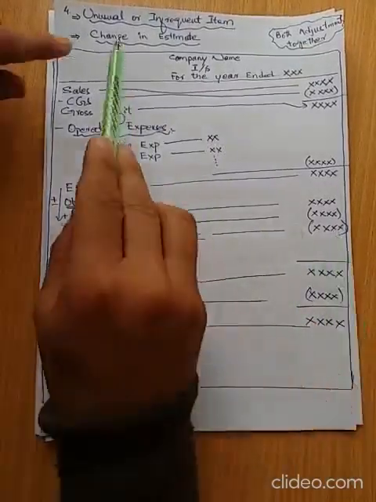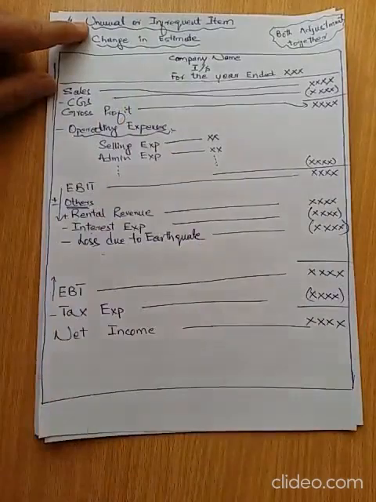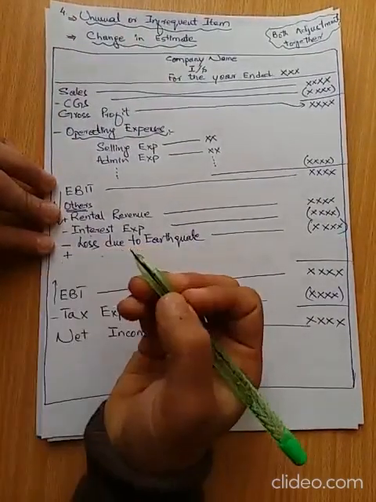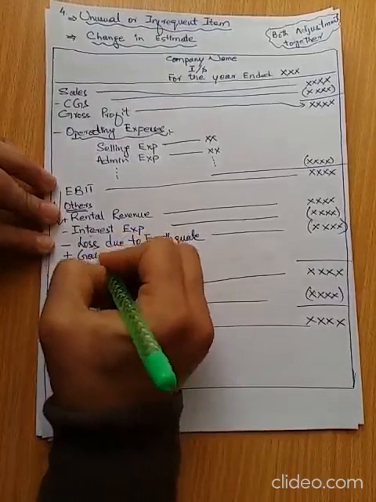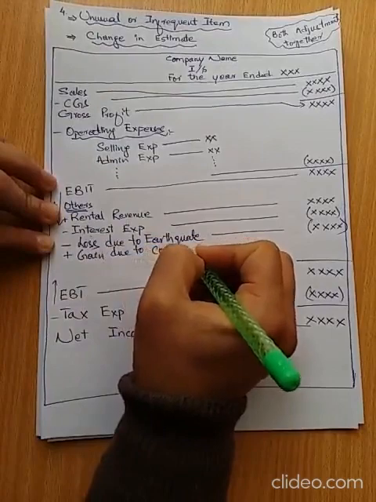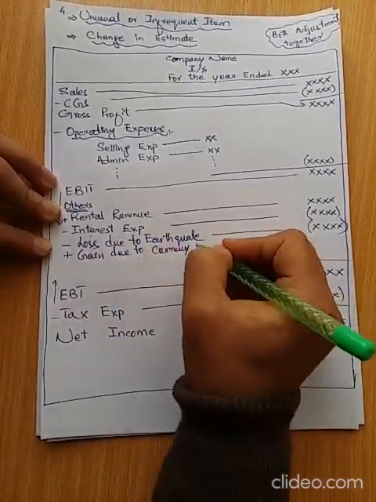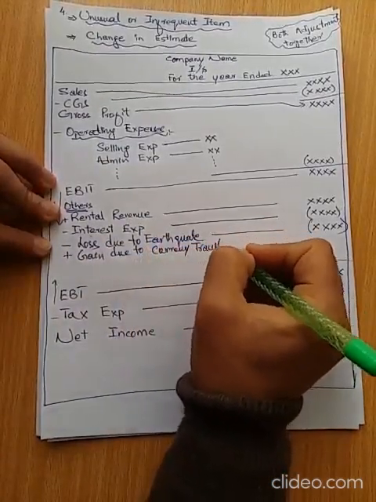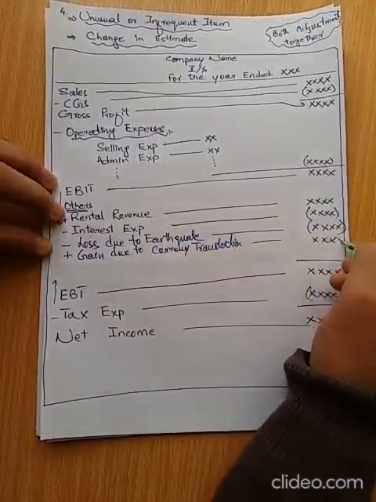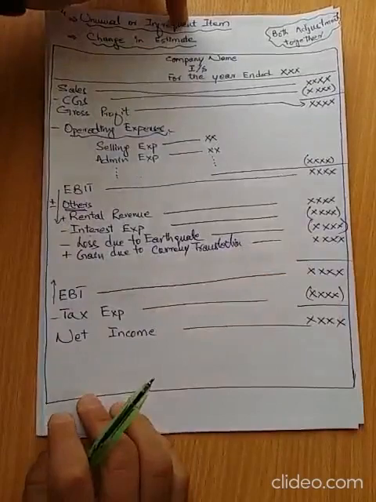Now, if this is the example of the unusual or infrequent item, let's say I had a gain, so I will write here plus gain due to currency, currency translation, let's say. So I can plus it here. So these are the examples of the unusual or infrequent item.